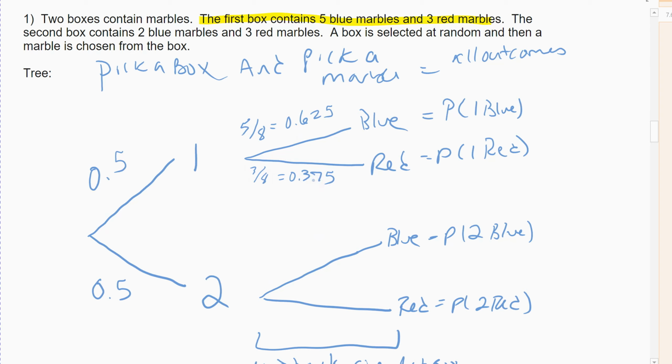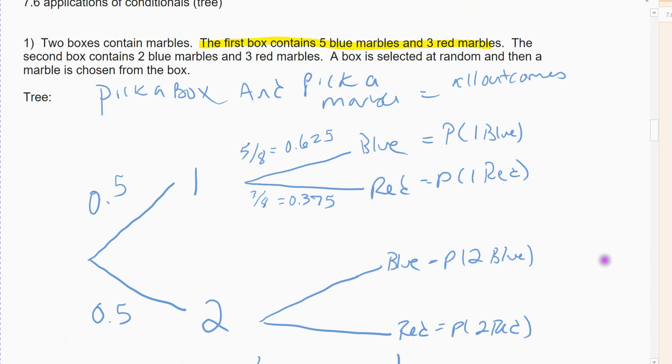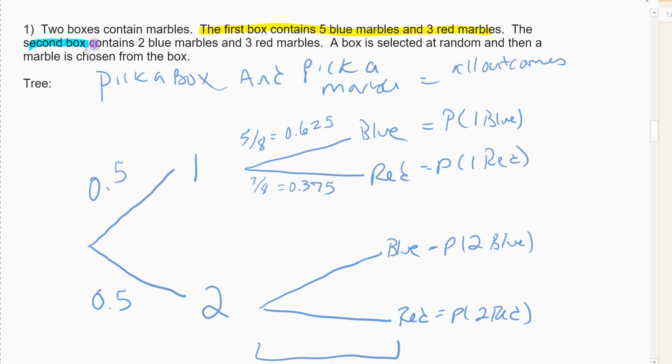And I'll do the and statements at the end. I'm going to fill out my tree first. Alright, so there's all of the different ways I can get red or blue given I've got box 1, and now I'm going to do box 2. So given I've got box 2, so the second box, now I'm looking at box 2's numbers.